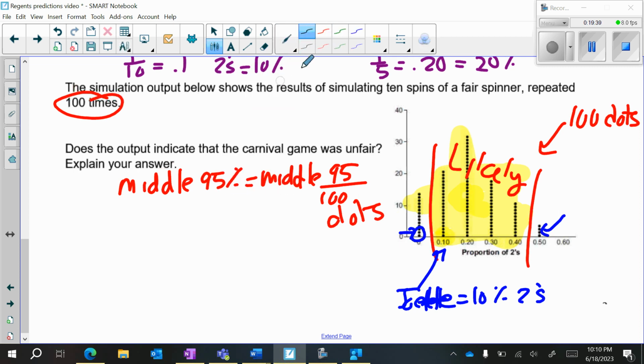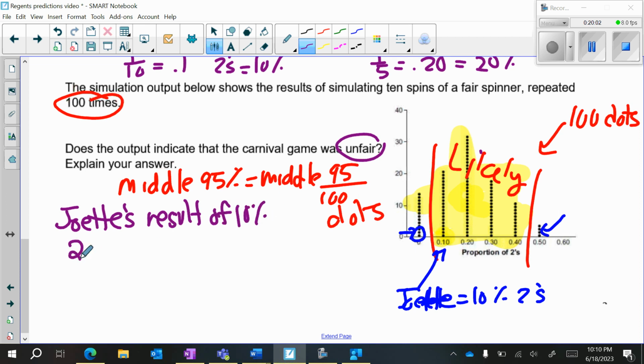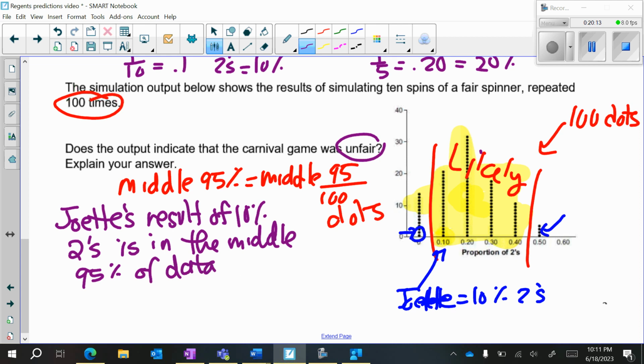It is. So if it is in the middle area, then what she got could have happened just by chance. So if it happened by chance, then the game's not unfair because this just could have happened by chance, not because it's unfair. So we want to say here, Joette's result of 10% twos is within the middle 95% of the data. So if it's in the middle chunk, you need to know it's likely, and if it's on the outside, it's rare.